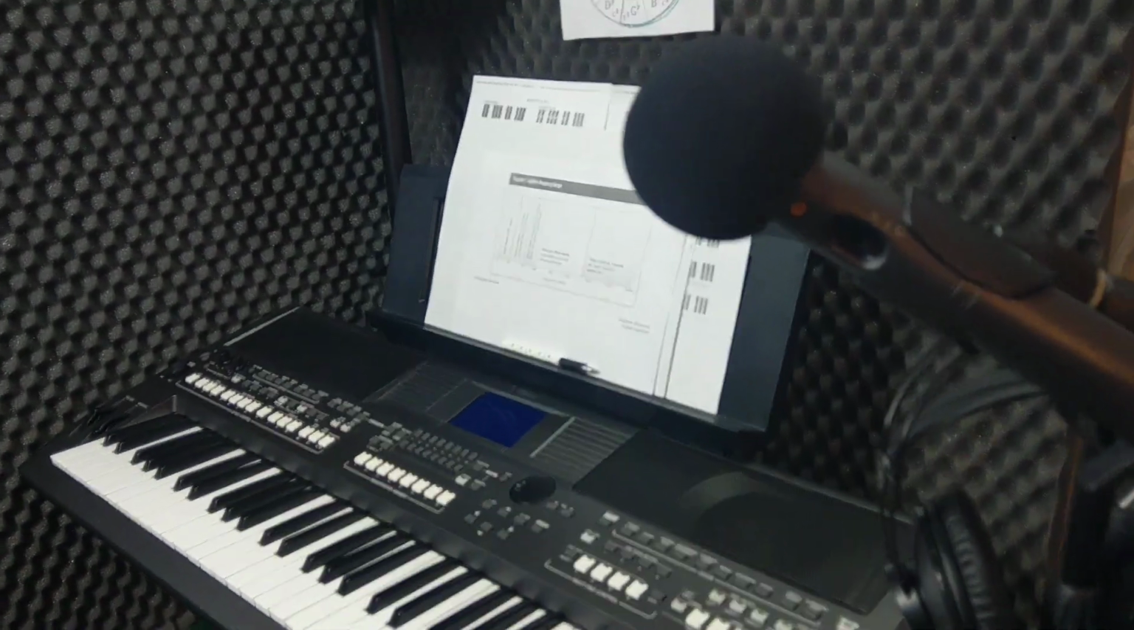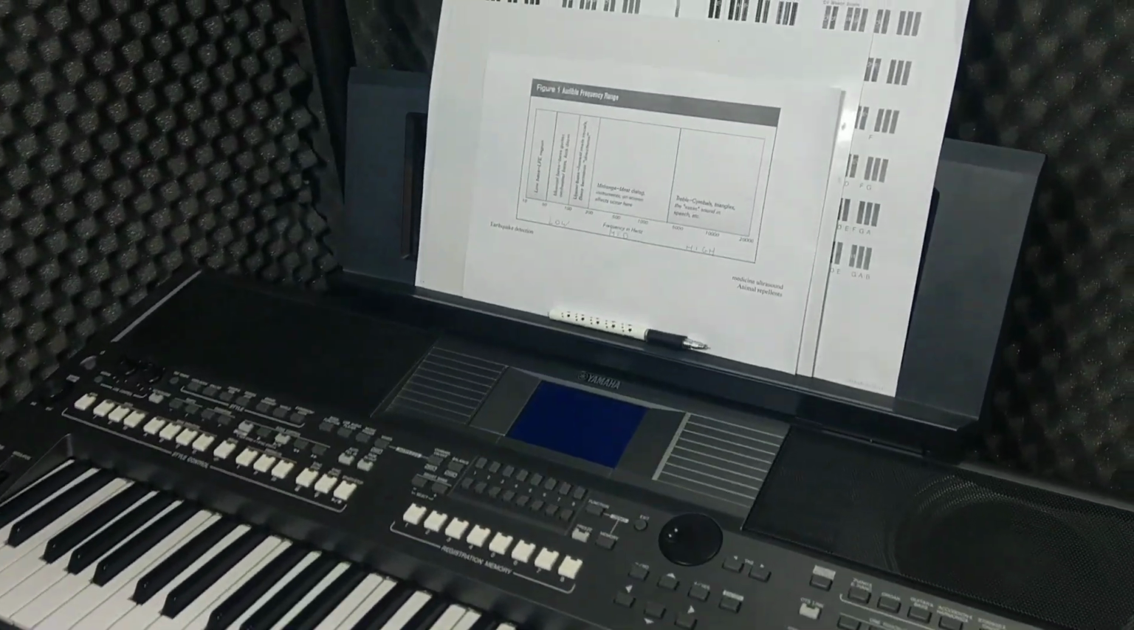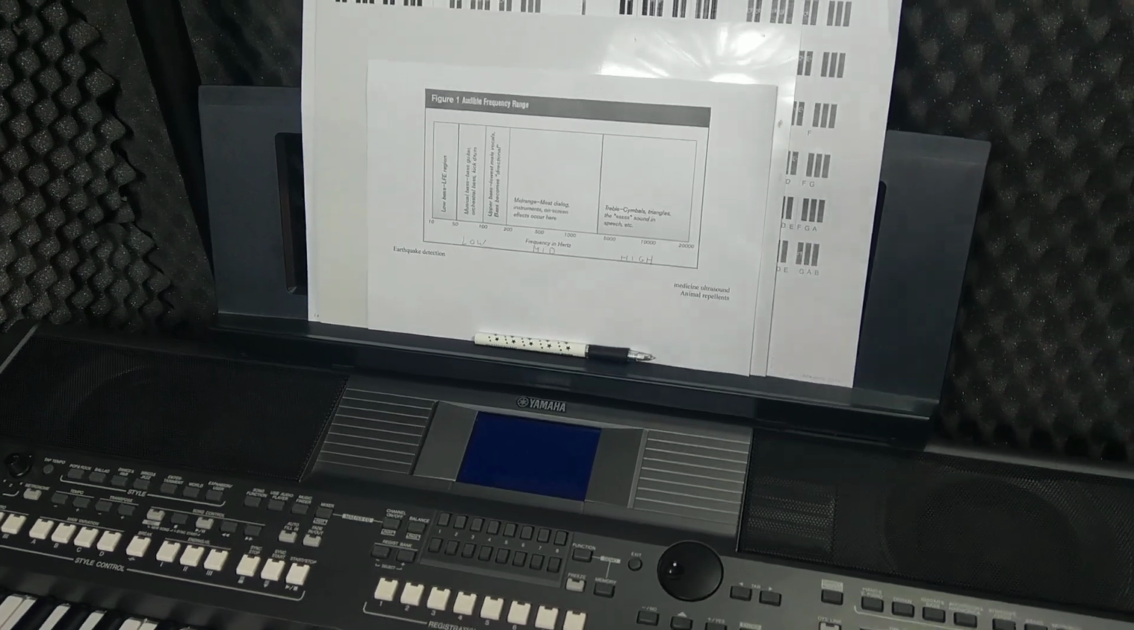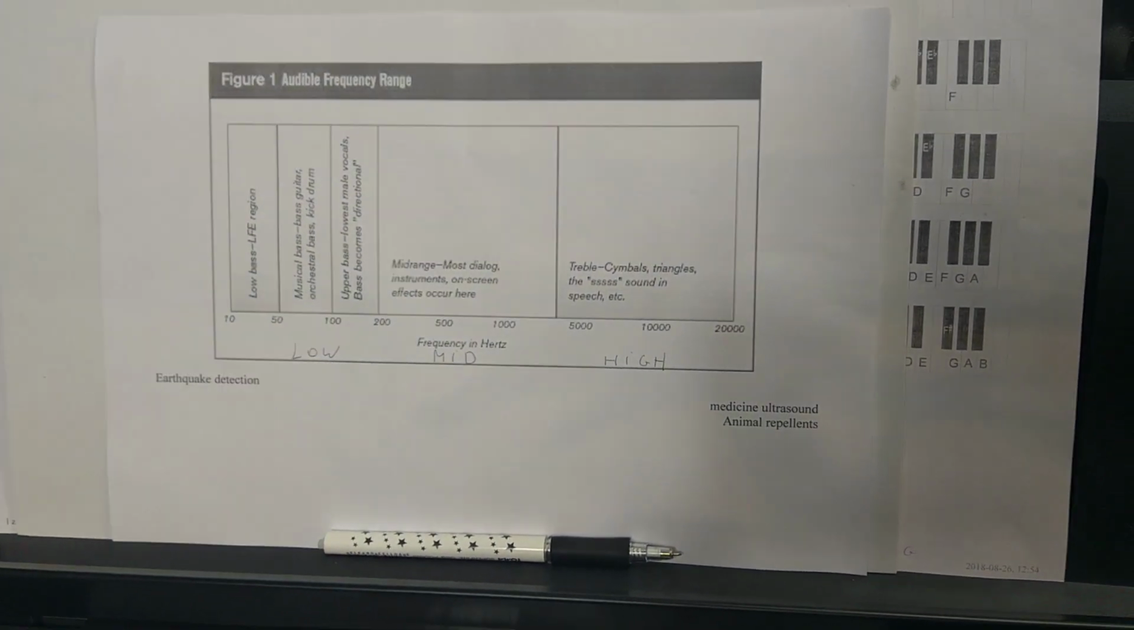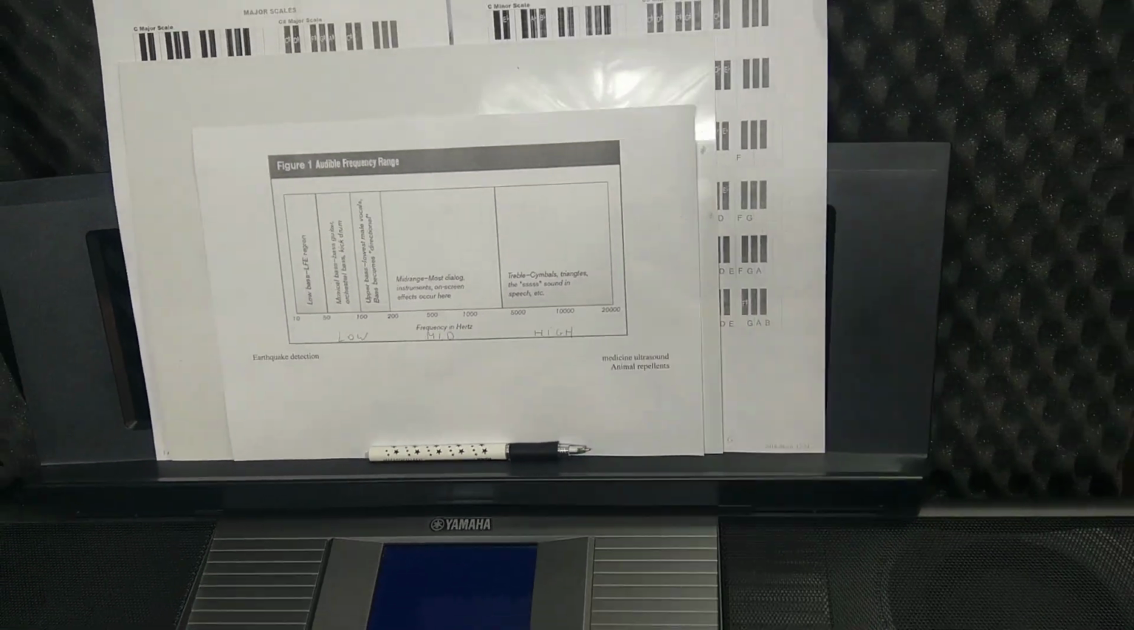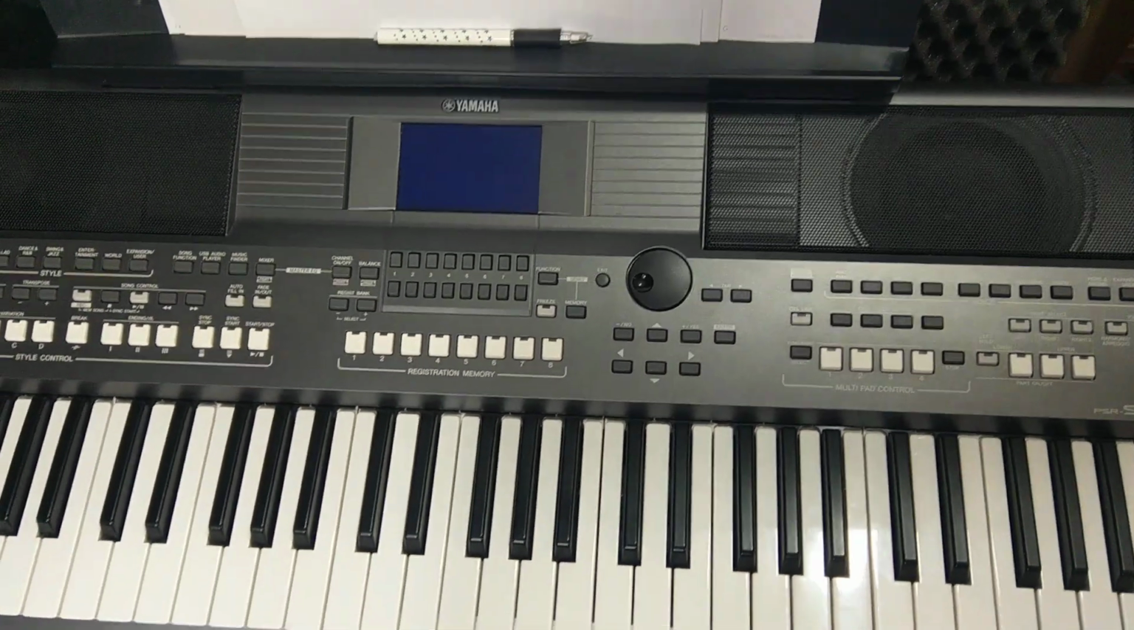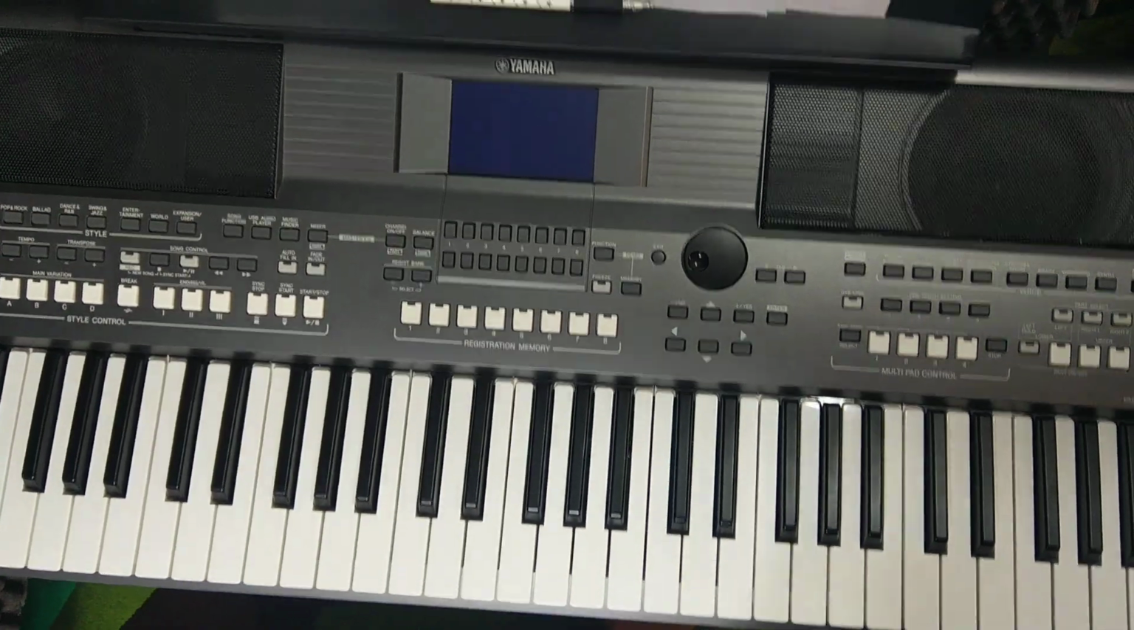We are going back to our series about the PSR S670 Yamaha keyboard. However, today we will talk a little bit about some theory of music, about the frequency equalizer, master equalizer, which is available here in the Yamaha PSR.